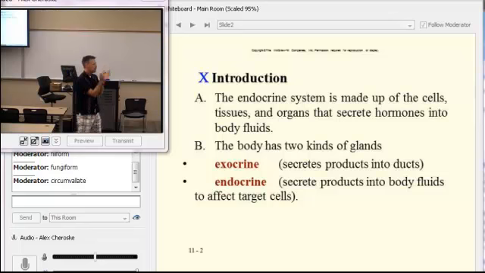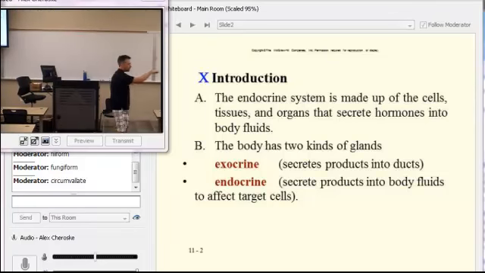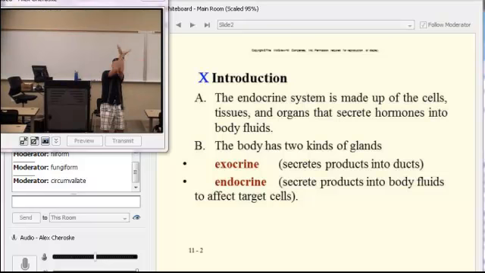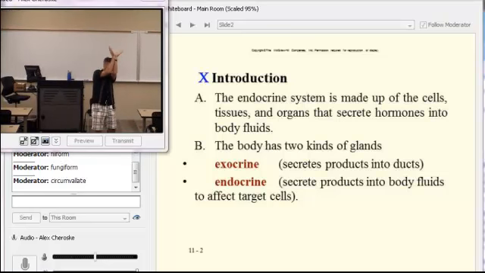So if I drop an epinephrine hormone into the blood, only cells that have the right shaped receptor to fit that epinephrine are going to be stimulated by that hormone. If you don't have the right receptor, that hormone just passes by and nothing happens. Okay? So it has to do with that receptor, and that's what makes it specific.